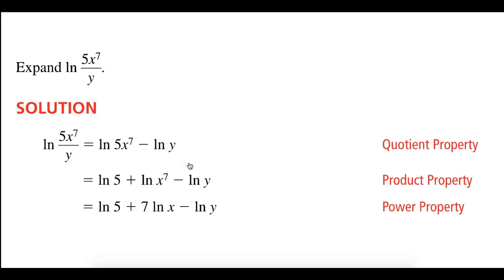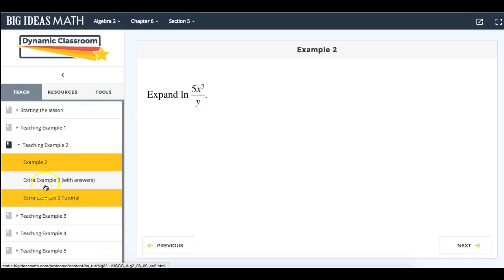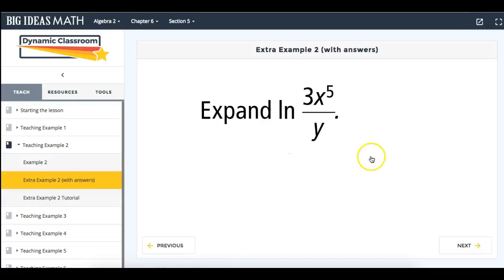Now, what I want you to do for your first problem is the same thing. I want you to expand the natural log of 3x to the 5th divided by y. Again, you can go back and look at the example that I just did. Go ahead and expand this and enter it into the text box on the video.